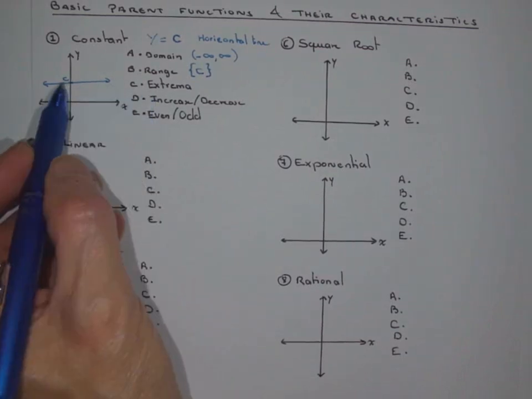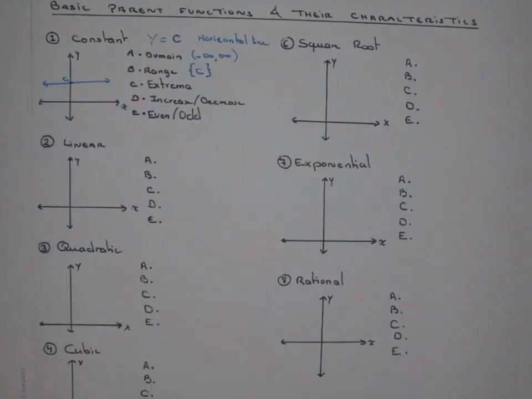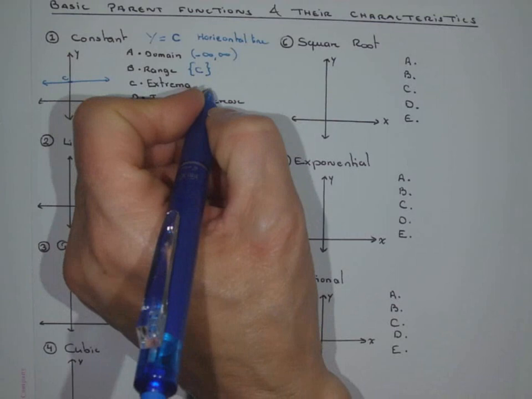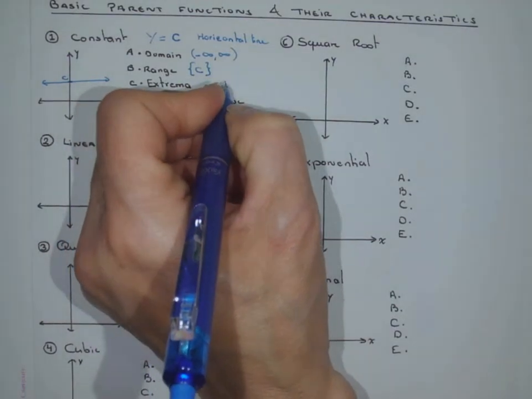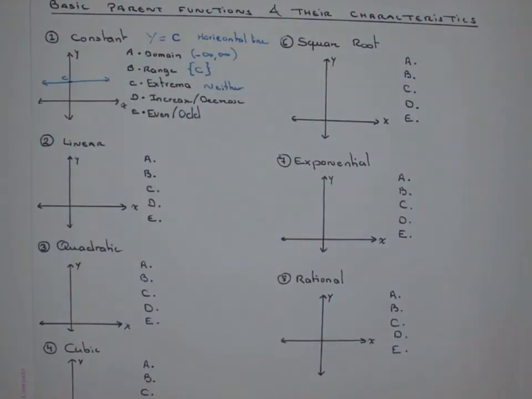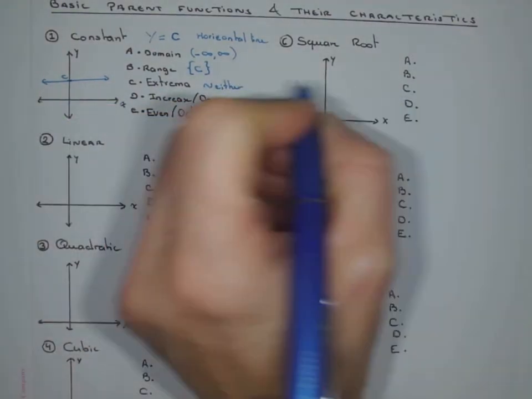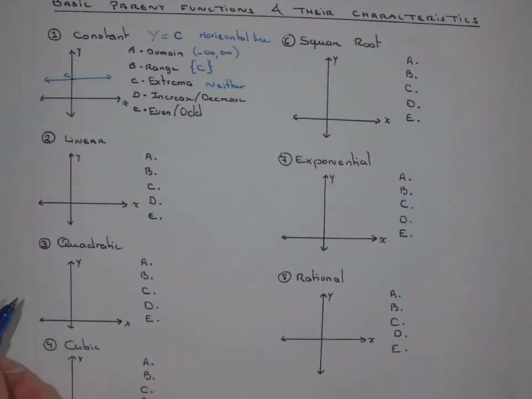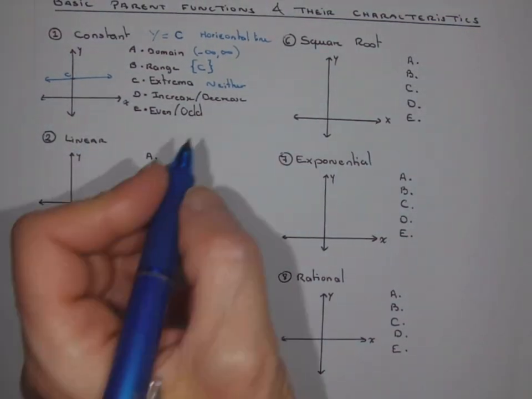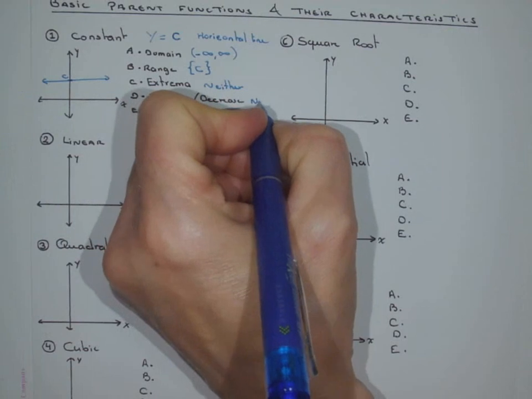Extrema. Does this function have a minimum or a maximum? Well, we could argue technically that it has both, but here we're going to say neither because we don't want to go too deep into the definition here. Increase or decrease, well, this function is never increasing, never decreasing. It's constant, according to its name, right? And so we're going to say neither.